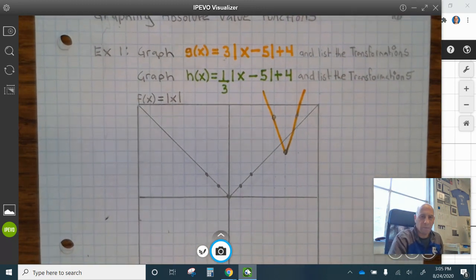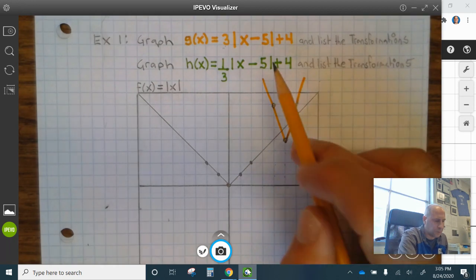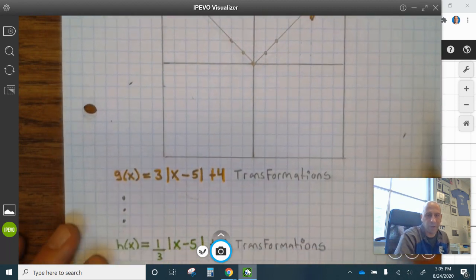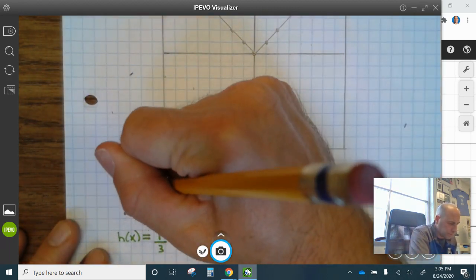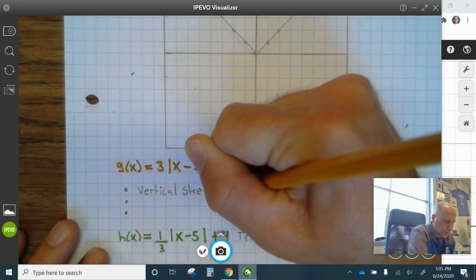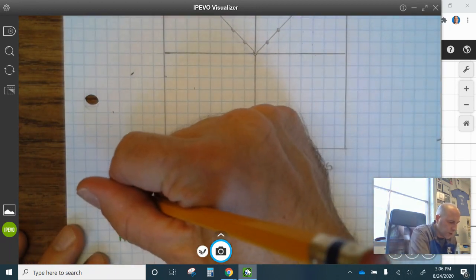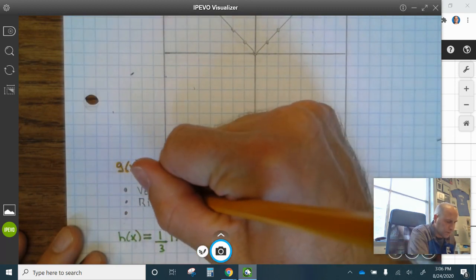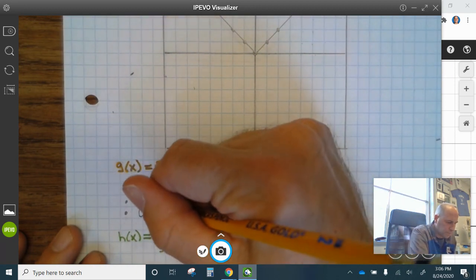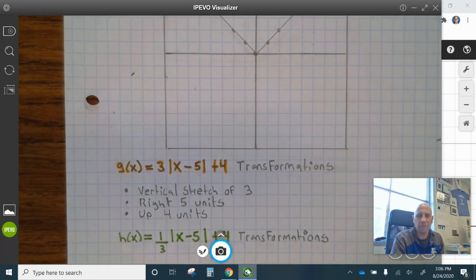Now, before we graph h of x, let's go down and look at the transformations. We know that's a vertical stretch of 3, that's right 5 units, and that's up 4 units. So let's write those down. We have a vertical stretch of 3, that -5 is to the right 5 units, and then that's up 4 units. All right, now let's graph h of x.